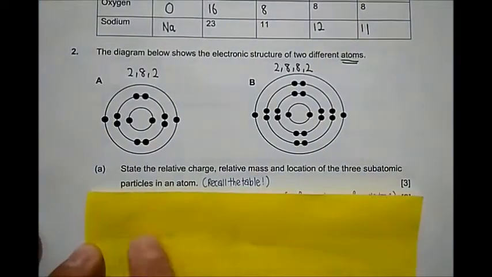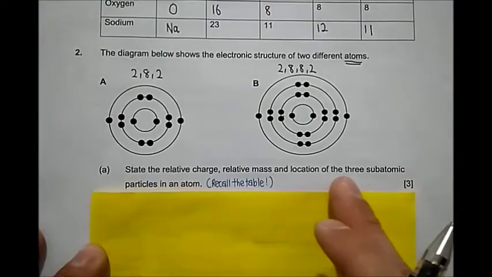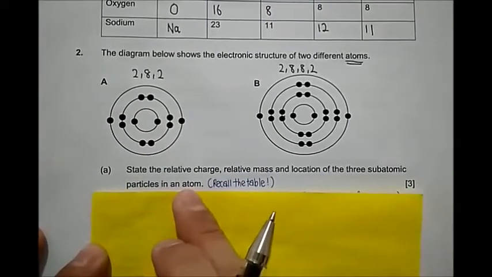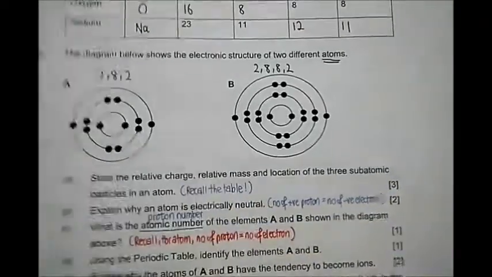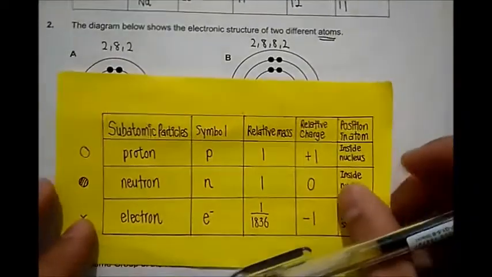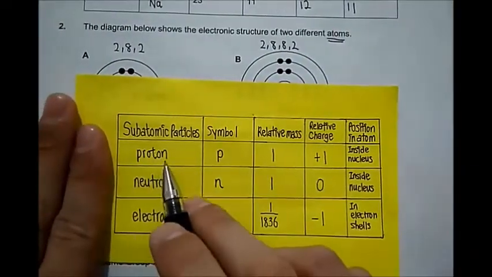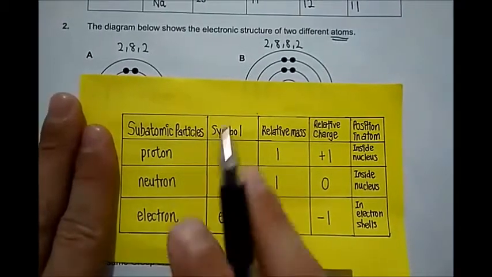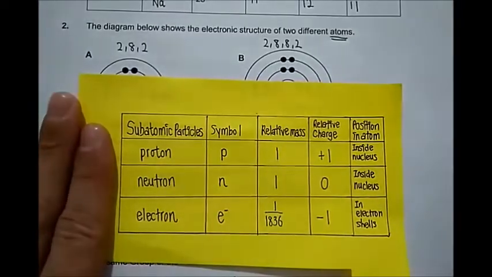Let's look at part A. State the relative charge, relative mass, and the location of the 3 subatomic particles in the atom. For this question, you got to recall the table from the previous video. So what you can do is to write down the subatomic particles, proton, neutron, and electrons. Since they did not request for the symbol, this column can be omitted.